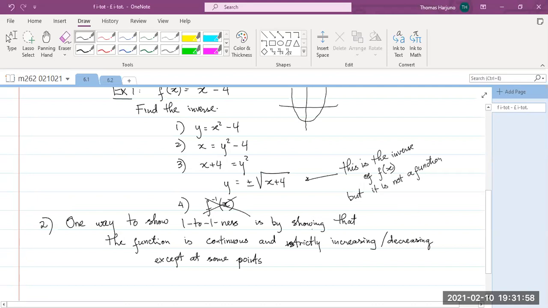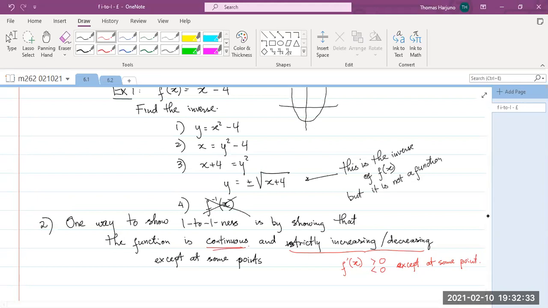Now, to show that the function is strictly increasing or decreasing, one way to do it is to show that the first derivative of that function is strictly greater than 0 or strictly less than 0, except at some points. By the way, strictly increasing or strictly decreasing only is not enough. It has to be continuous also.